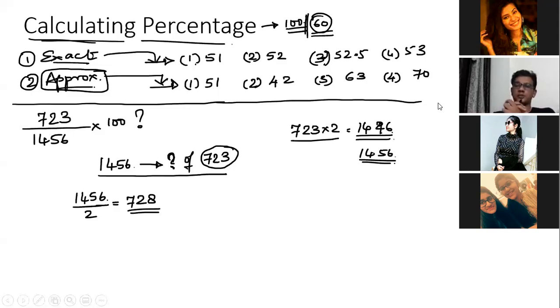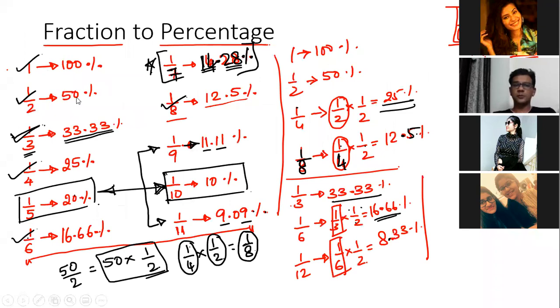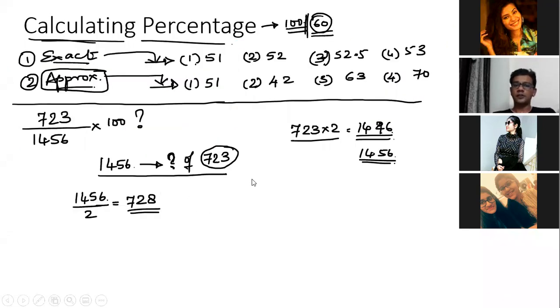Divide by 2 means which percentage? Thank you, Sheetal. The others? Right. So dividing a value by 2, we knew that it's 50%, right? So I have taken 50%. So I ended up taking 50% of 1456 and I got 728.